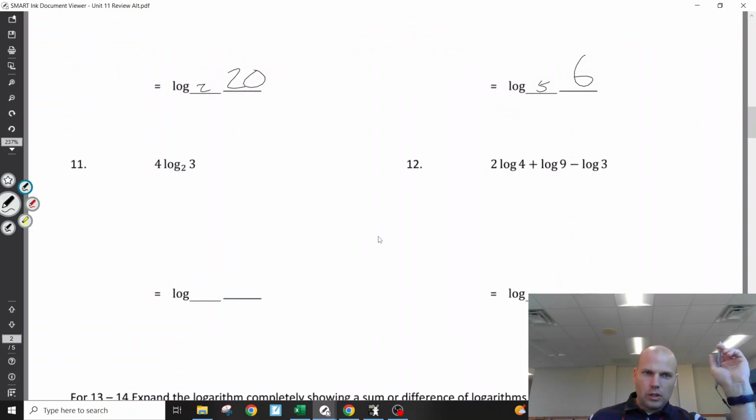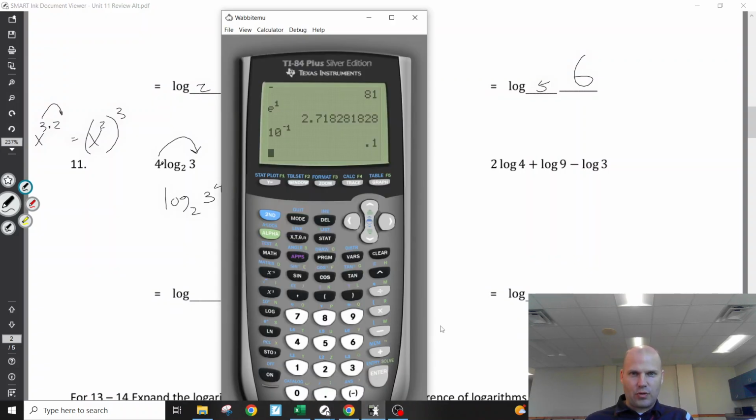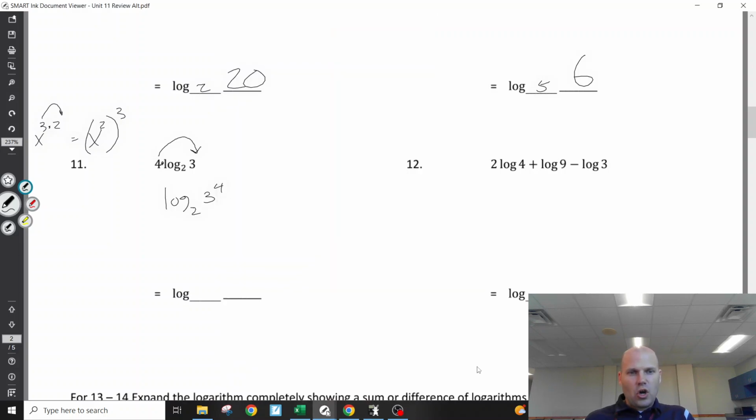Okay? Last property. If you know how to do x squared cubed, and you're like, oh, that's the same as x to the 6, 3 times 2. It's like you could take this multiplication and move it up to the power. If you see multiplication, you can move that exponent up. So it's log base 2 of 3 to the 4th. We did this earlier. 3 to the 4th is what, 81? So this turns into log base 2 of 81.